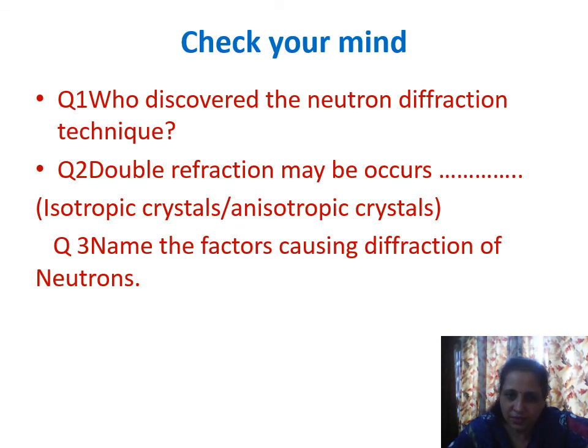And now it's time to check your mind on what we have learned previously in this lecture. So, who discovered the electron diffraction technique? Double diffraction may occur. It may be an isotropic crystal or an anisotropic crystal. Name the factors causing diffraction of neutrons.